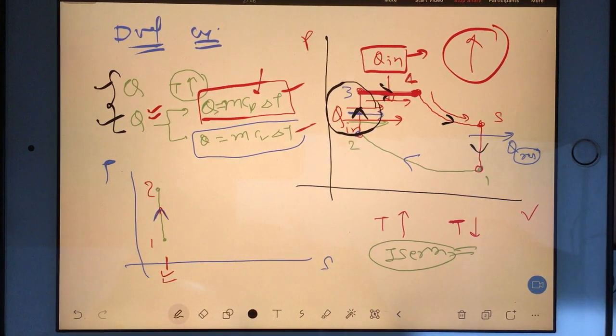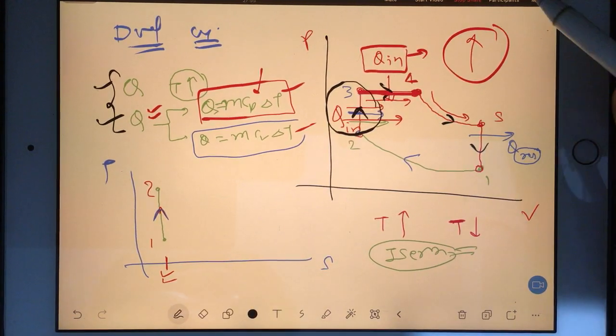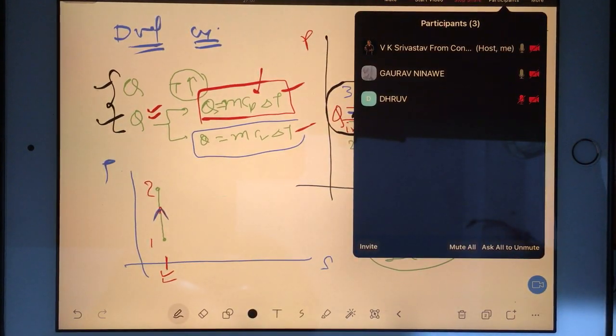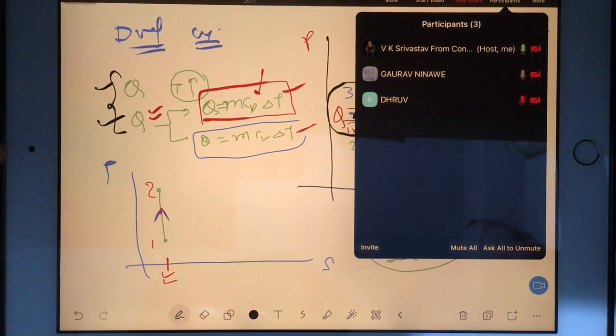Guys, increase? Any doubt in this? Not confident? Dhruv and Gaurav, you have to be confident. If not confident, we can talk.